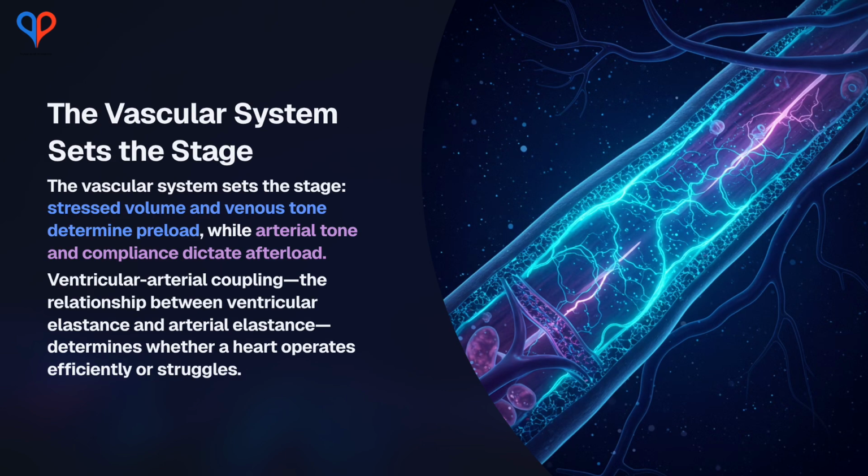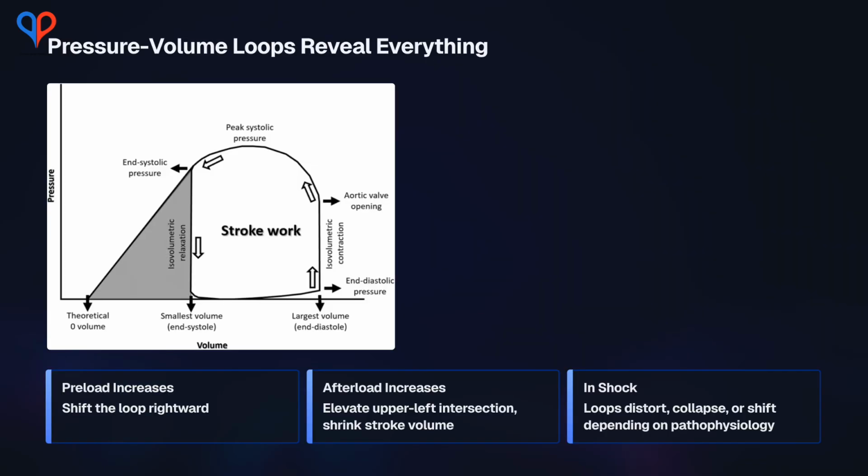The vascular system sets the stage. Stressed volume and venous tone determine preload, while arterial tone and compliance dictate afterload. Ventricular arterial coupling, the relationship between ventricular elastance and arterial elastance, determines whether a heart operates efficiently or struggles.